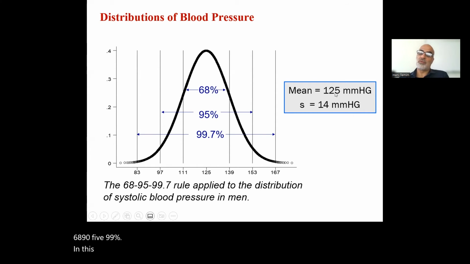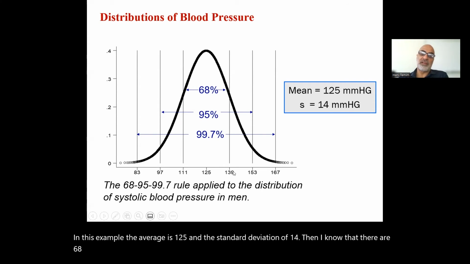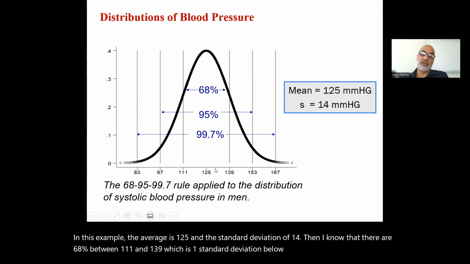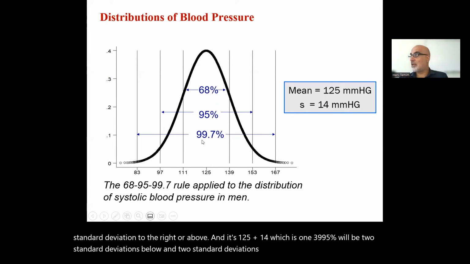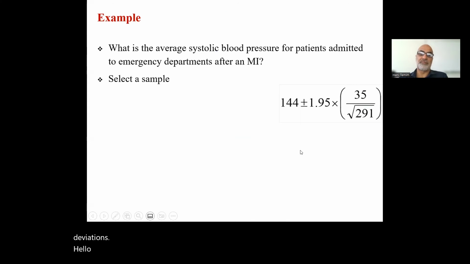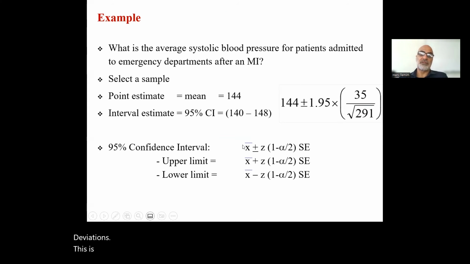In this example, the average is 125 and the standard deviation is 14, so I know that 68% are between 111 and 139, which is one standard deviation below, 125 minus 14, to the left, and one standard deviation above, 125 plus 14, which is 139. 95% will be two standard deviations below and two standard deviations above, and 99.7% will be three standard deviations below and three standard deviations above. And this is the confidence interval.